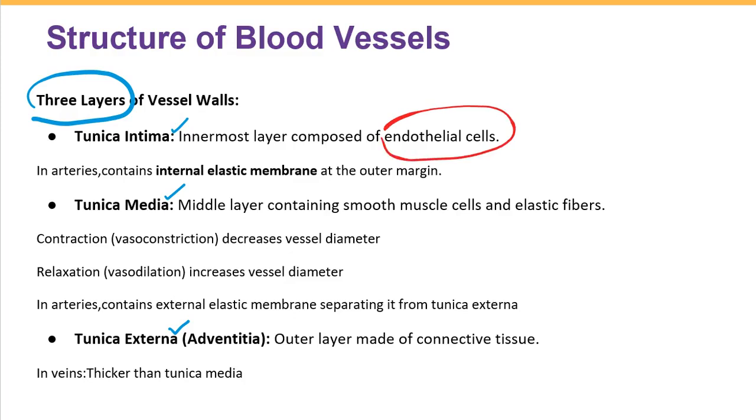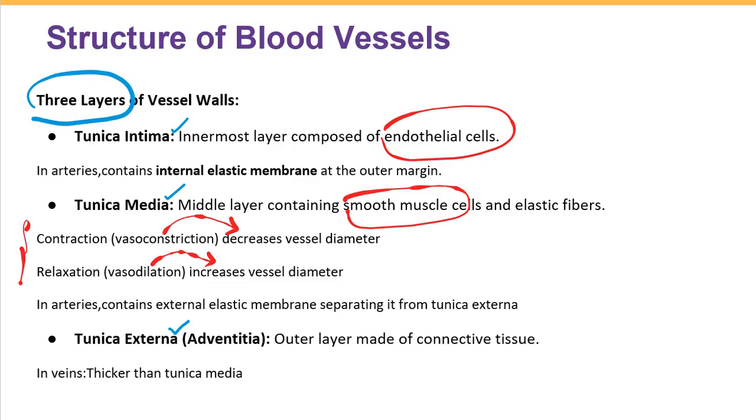epithelial tissue, and tunica media is composed of the smooth muscle cells, whose contraction and relaxation can cause vasoconstriction and vasodilation under the impact of the sympathetic nervous system. Vasoconstriction means a decrease in the vessel diameter, which is when smooth muscle cells contract, and vasodilation means an increase in the vessel diameter, which is when the smooth muscle cells in the tunica media relax.